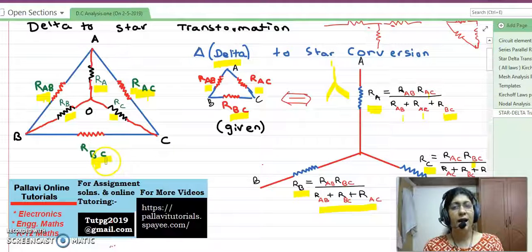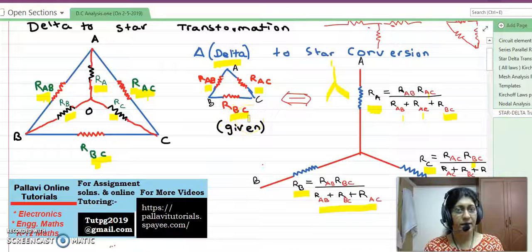Having said so, I have to convert the given delta ABC to a star which has O as the center point and has three resistors RA, RB and RC. We have to convert the delta ABC into this kind of a star. How do you go about doing that? I am given this outer delta ABC with three resistors RAB, RAC and RBC. Converting this to star, how do I apply the formula for RA? What is the formula for RA?